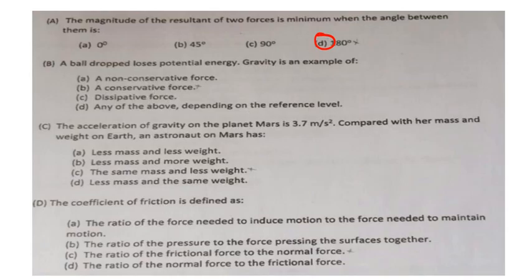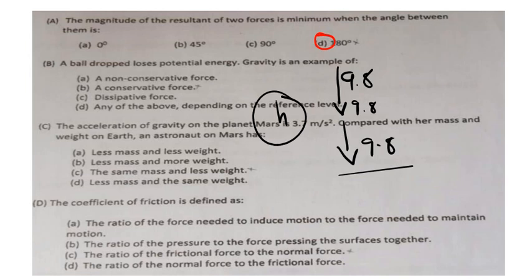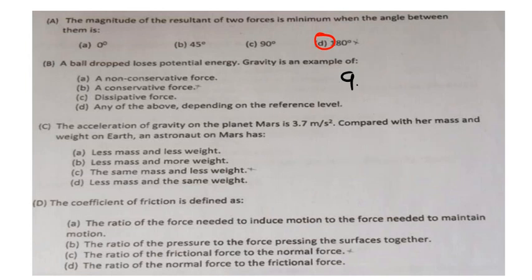Okay, basically gravity is about 9.8. So at every point as this ball is dropping, gravity will still be 9.8. As you are going down, gravity will still be 9.8. Only the height is going to be changing. Therefore, in this case our answer is B. Gravity is a conservative force.